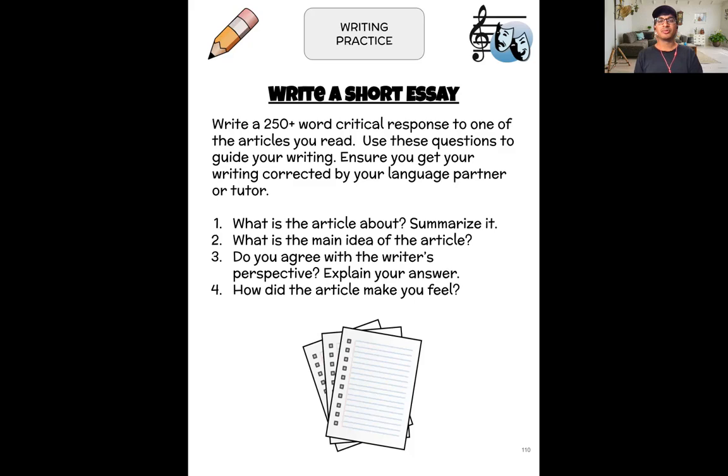So for now, write the most well-articulated 250+ word critical response, kind of like a short essay, about what you read. Summarize it. So what's the article about? What are the main ideas? Do you agree with what the writer wrote? Explain yourself, right? How did the article make you feel? Do you have a counter proposition in comparison to what the person wrote?